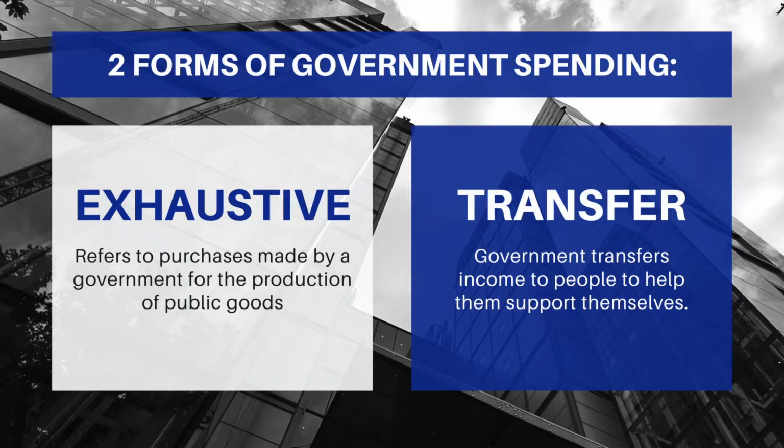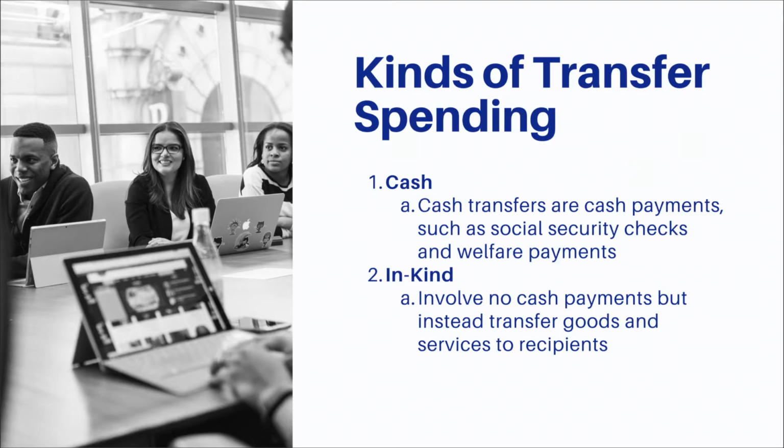Transfer spending is used when government transfers income to people to help them support themselves. There are two kinds of transfer. It can be cash or in kind. Cash transfers are cash payments such as social security checks and welfare payments. In-kind transfers involve no cash payments, but instead transfer of goods and services to recipients. Examples of in-kind would include food coupons and Medicare.